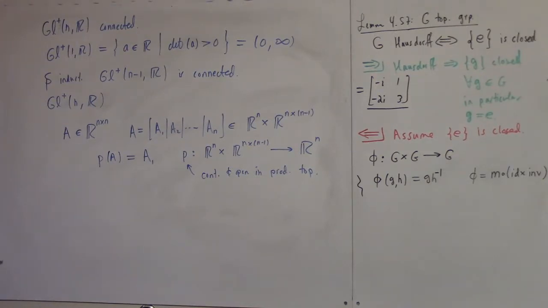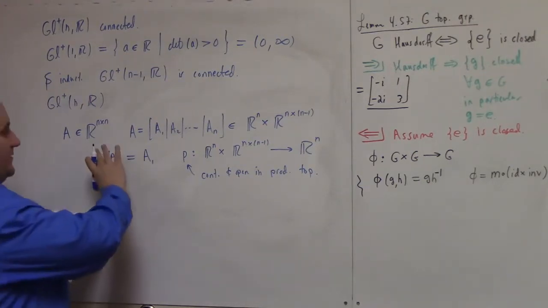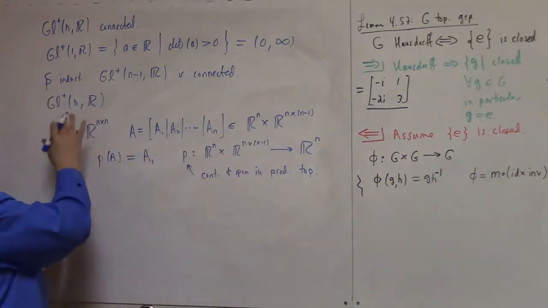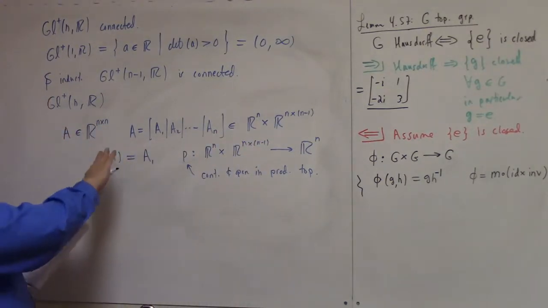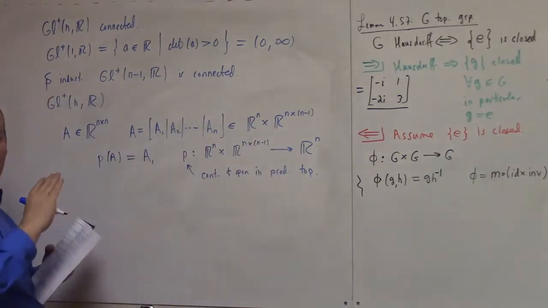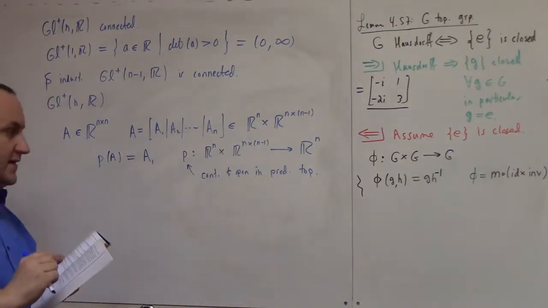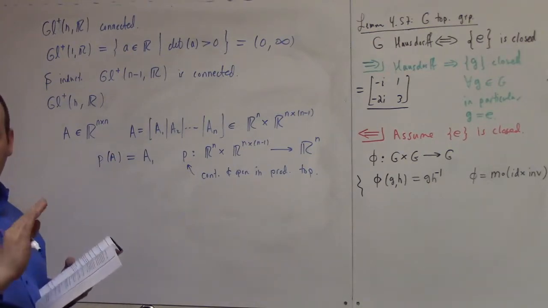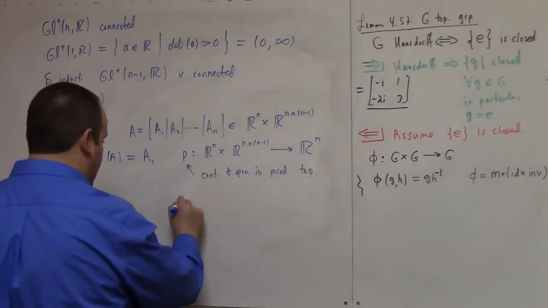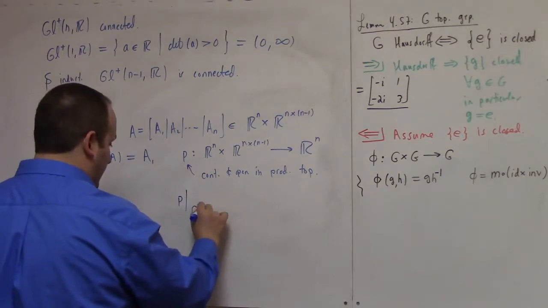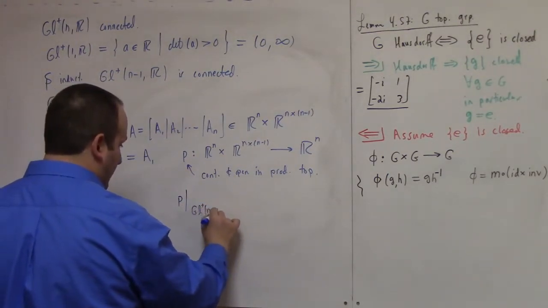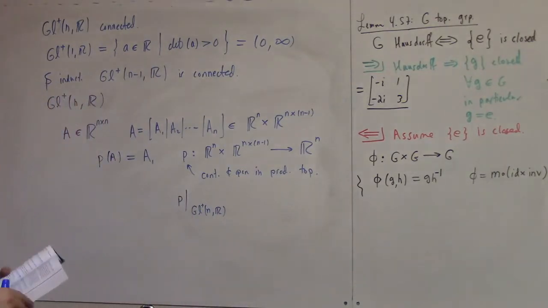You can restrict it to the open set. Now, I haven't said anything about GLN plus yet, so this is just a generic comment for an arbitrary n by n matrix. This projection onto the first column is a continuous open map. Now, if we restrict P to GLN plus NR, it's still continuous and open because restrictions are awesome.